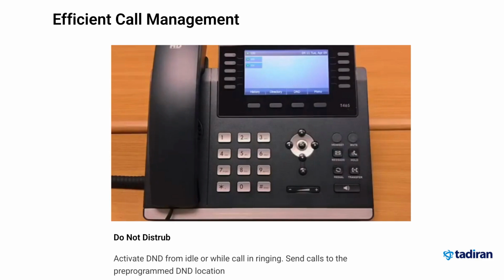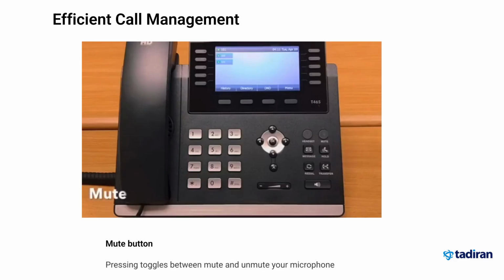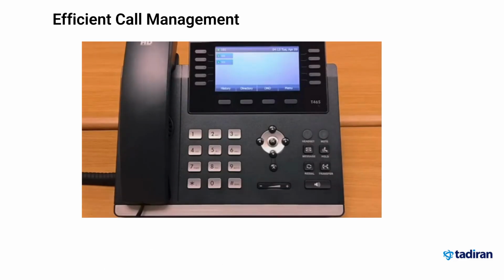Your menu button will let you navigate your phone's additional features and settings. Your headset button can be used if you have a headset connected to your phone. Pressing this button will switch audio between the handset and the headset. The mute button will mute your voice on a call. The message key will take you to your voicemail.